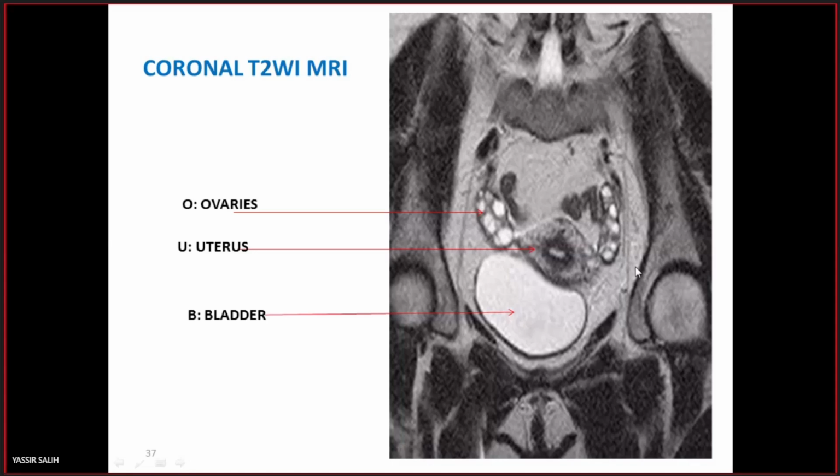This is MRI. These are the ovaries on both sides. Notice the follicles that we saw in ultrasound. These are the follicles arranged in the periphery. This is the left ovary and this is the right ovary. Also, this is the left side and this is the right side. This is the endometrium, the center, and myometrium.